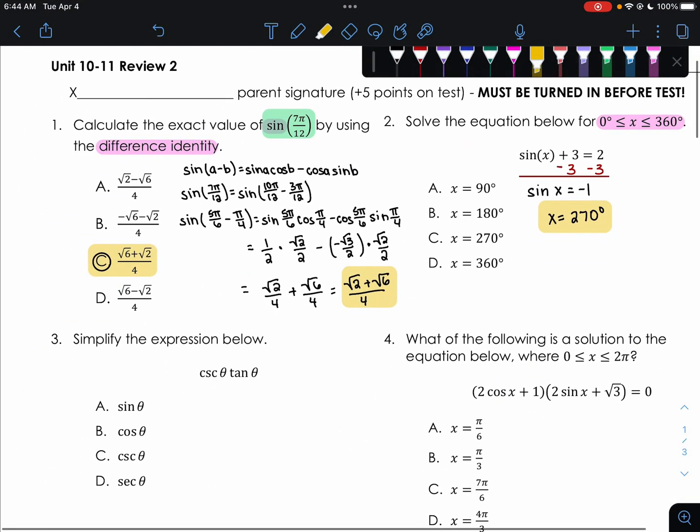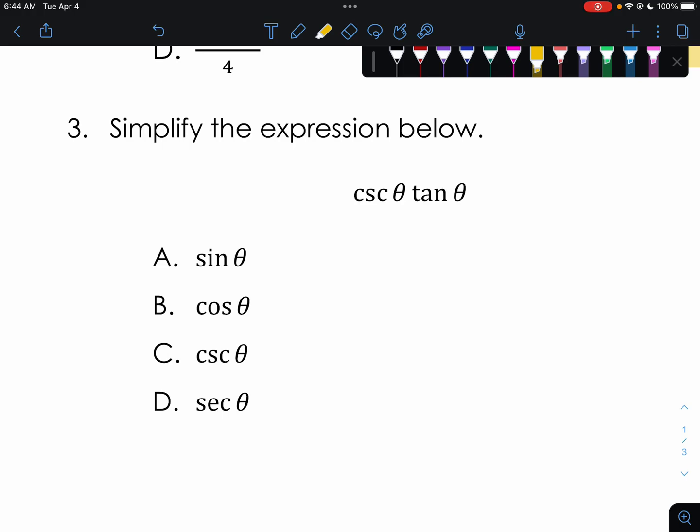Moving on to question number 3, we're going to simplify the expression below. When we are simplifying like this, our goal is to get everything in terms of sine and cosine. So that's going to be my first step. Secant is 1 over sine theta times tangent, which is sine theta over cosine theta.